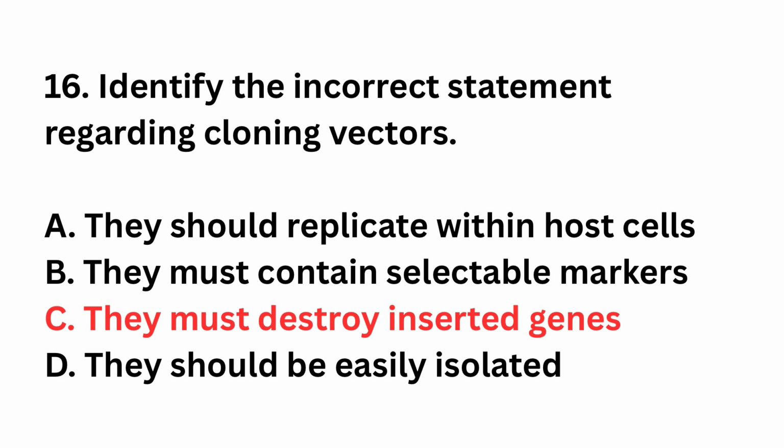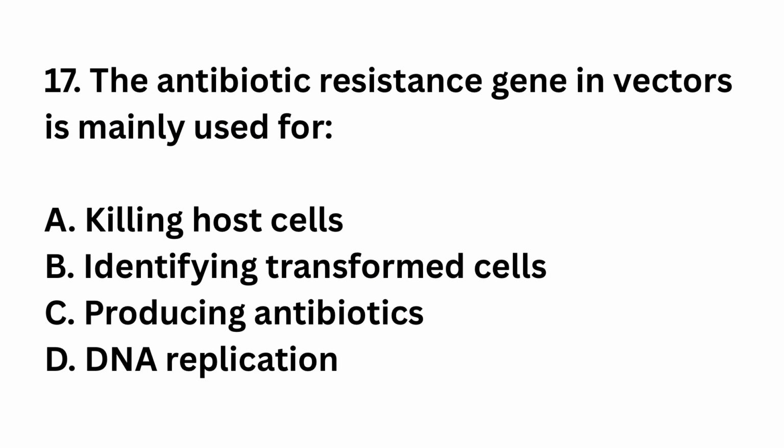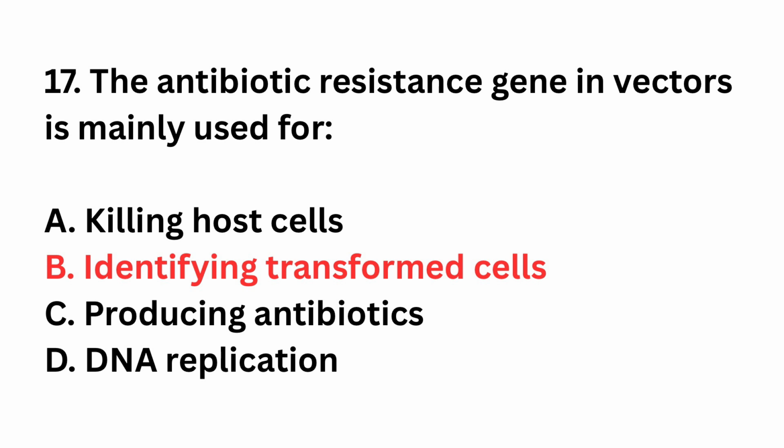They must destroy inserted genes. Vectors must preserve inserted genes, not destroy them. They help in replication and expression of foreign DNA. Question number 17. The antibiotic resistance gene in vectors is mainly used for killing host cells, identifying transformed cells, producing antibiotics, DNA replication. The right answer is option B, identify transformed cells.